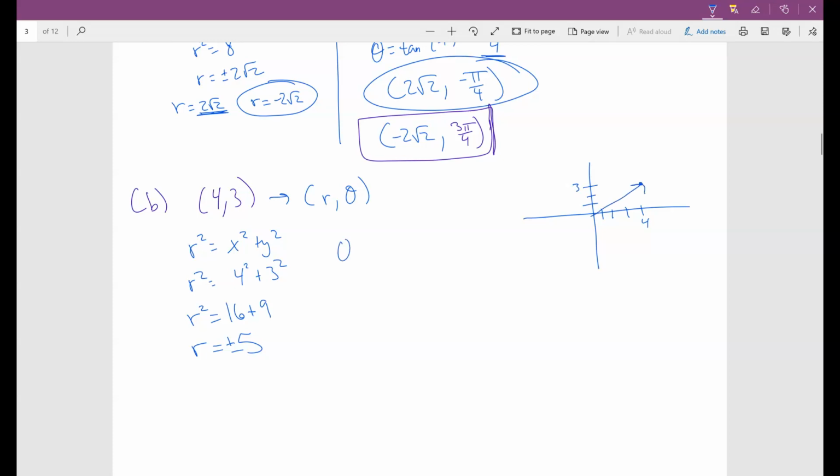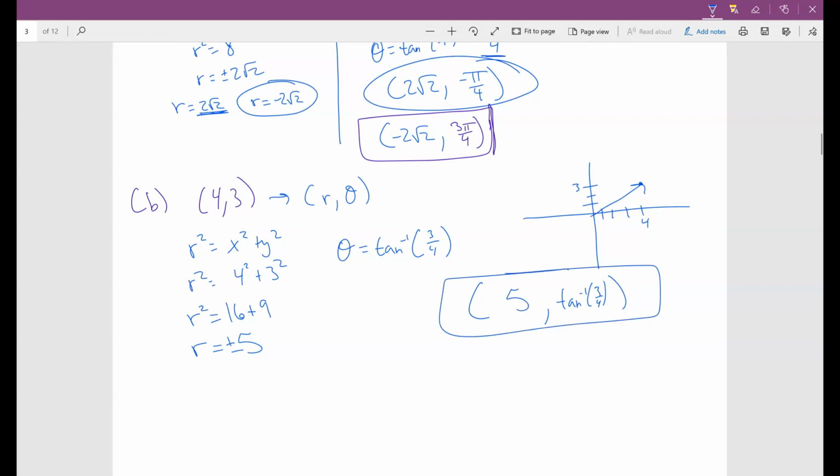All right, so now let's figure out what theta is. Theta is just going to be the inverse tangent of y over x, which is 3 over 4. Notice that in this case, it's going to be a little bit hard to figure out what exactly that is. So one of the things that you can do is just leave it like that. And you can just say that in this direction, the direction of tangent inverse of 3 over 4, you're going to get positive 5. You can leave it like that.